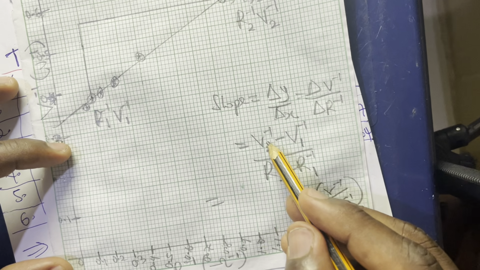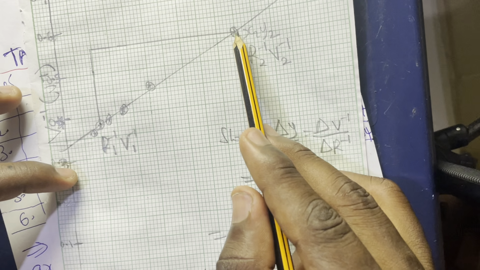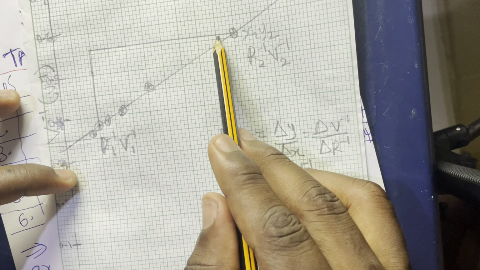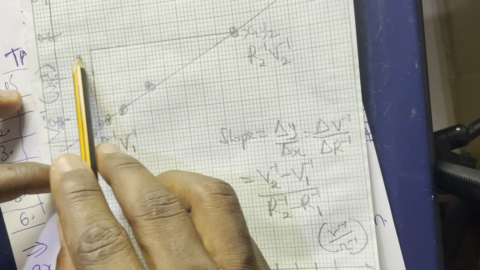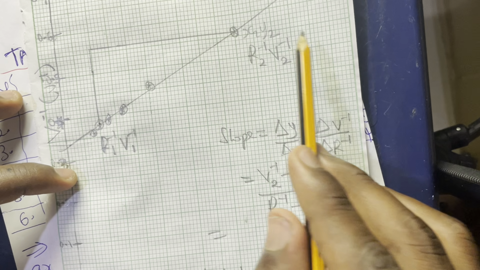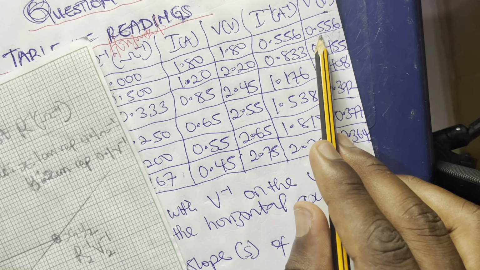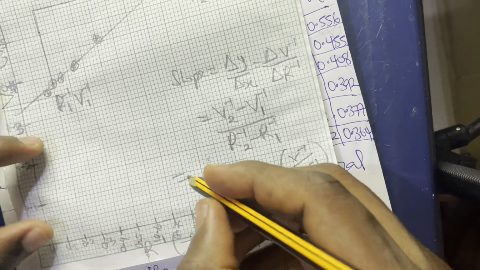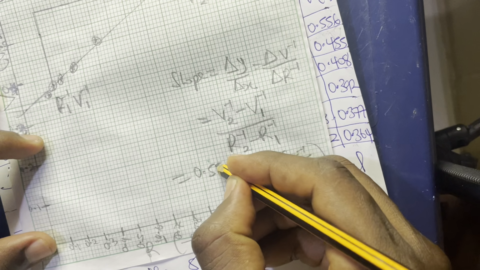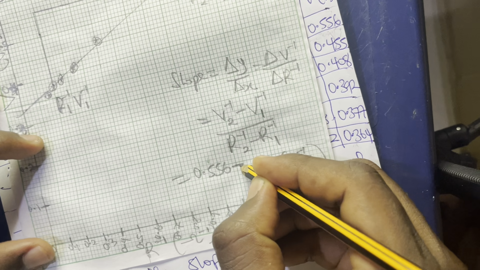Now what is the v inverse 2? This is the v. So you're going to trace it to this place. Remember that, what value do we get for this first? I think we got 0.556. So just write 0.556. You can write everything you wish.